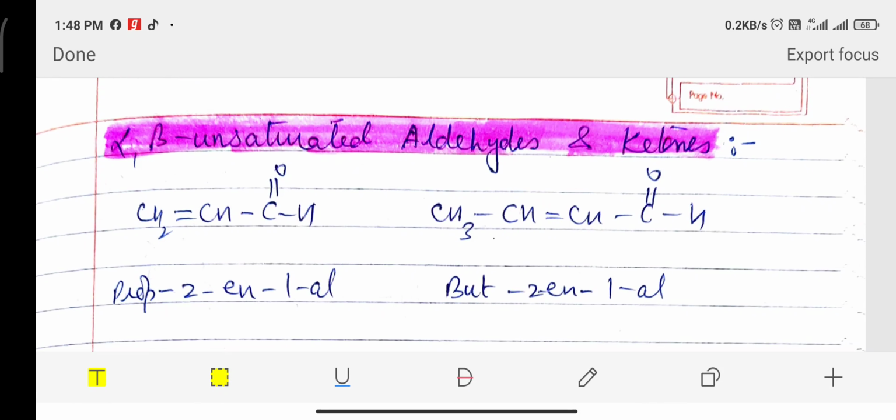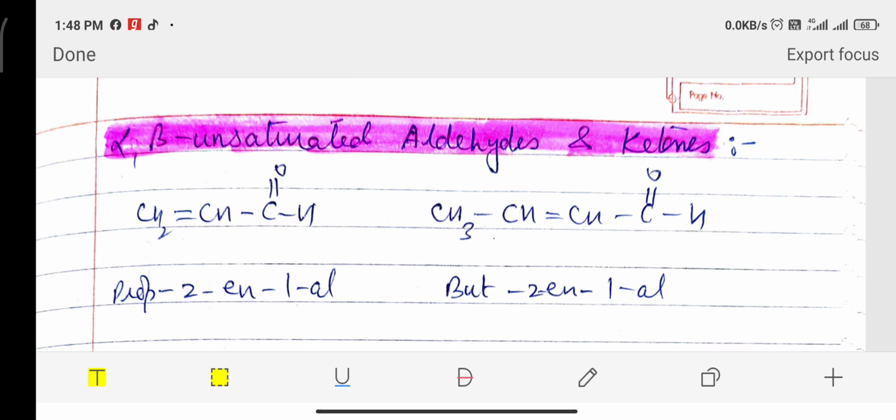So this is the bimolecular reduction in the presence of magnesium amalgam to give the pinacols. So the next topic is alpha beta unsaturated aldehydes and ketones. Till now we have done all about aldehydes and ketones only.